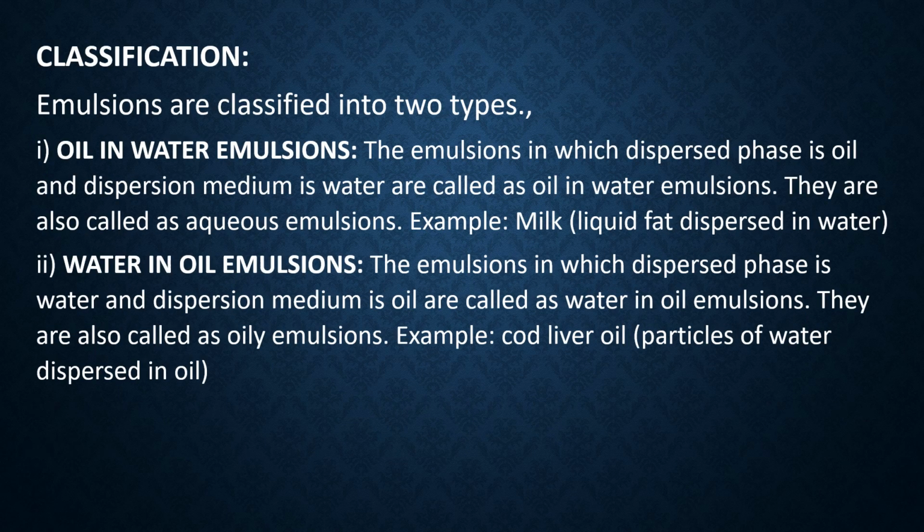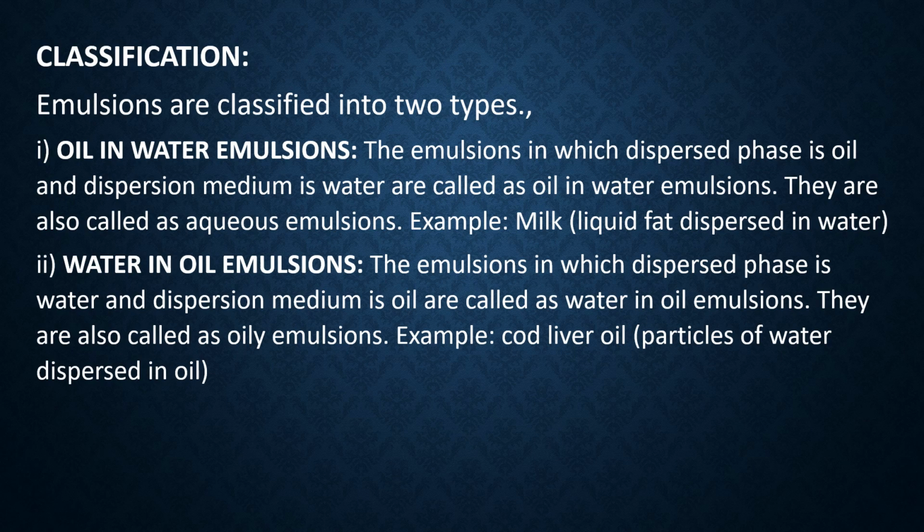Now, classification of emulsions. There are two types of emulsion, students. They are oil in water and water in oil emulsions. So what is the difference between these two? First, let us see oil in water emulsions. The emulsions in which the dispersed phase is oil and the dispersion medium is water. Such emulsions we call oil in water emulsions, which are also called aqueous emulsions.